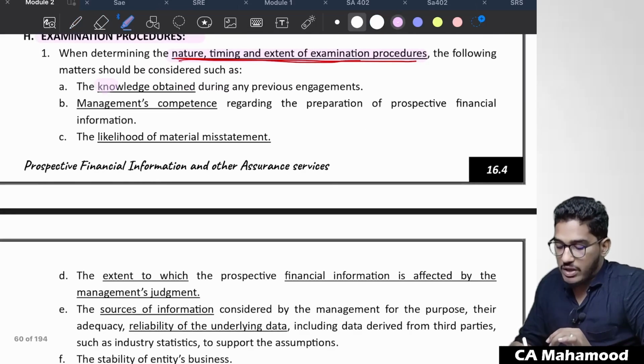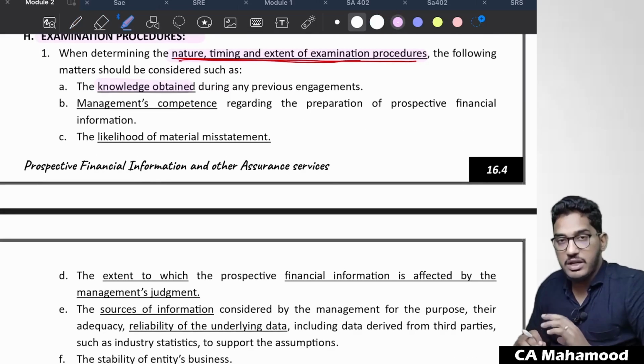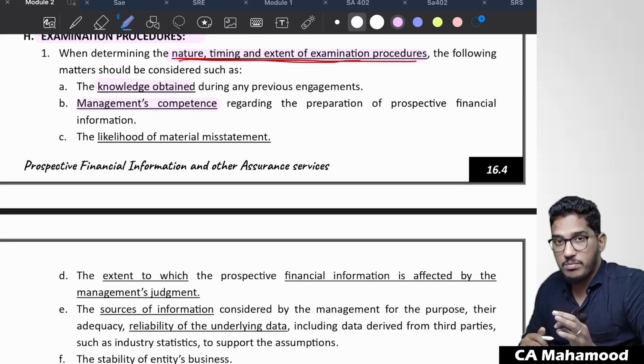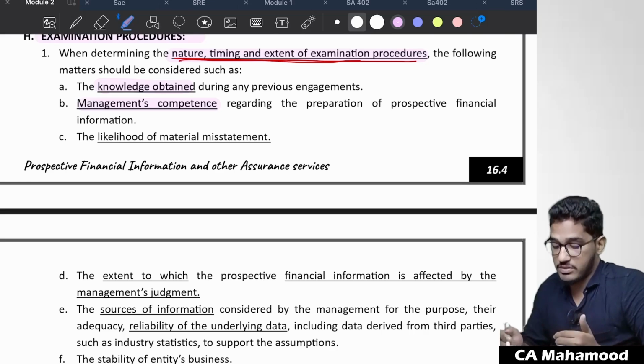Number one, the knowledge obtained during any previous engagement. If you have done any past engagement for the same client, you can use that information and accordingly you will decide. Management's competence regarding the preparation of prospective financial information. How much is management competent? Are they capable persons or incapable persons? If the management is not that capable, and they have prepared the prospective financial information without that capacity, I will try to perform more procedures.